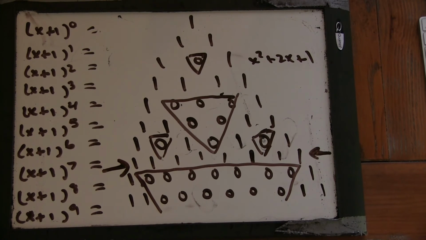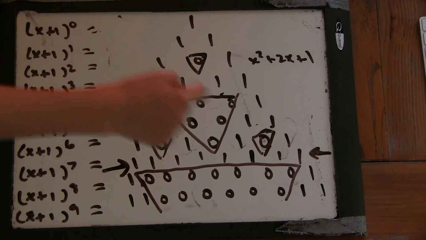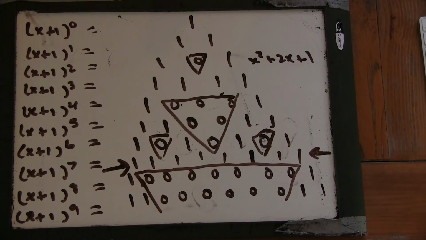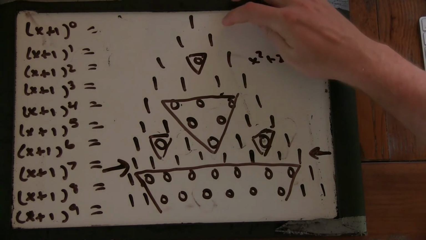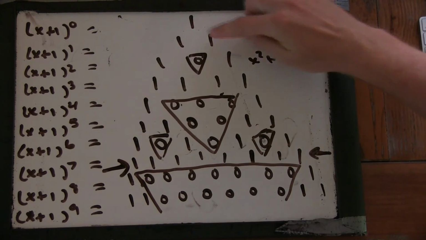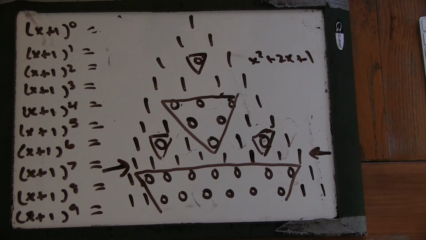And then the powers of 2 have everything except the outermost layer is 0. Aha. Even here that's true. This is a power of 2, 1 is a power of 2, right? Everything but the outermost layers is 0. Yep. Technically, yes. And also everything is 1, because it's 1 less than a power of 2. So that's fun.